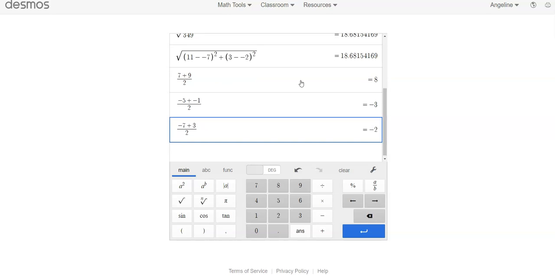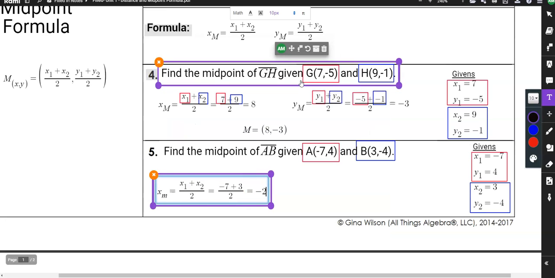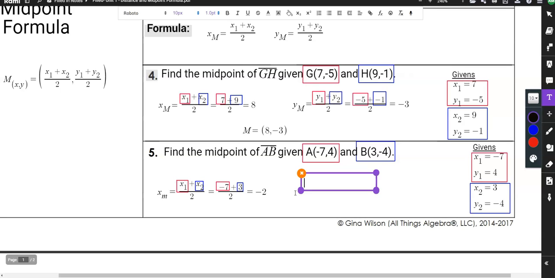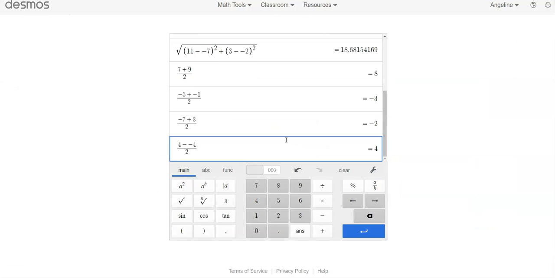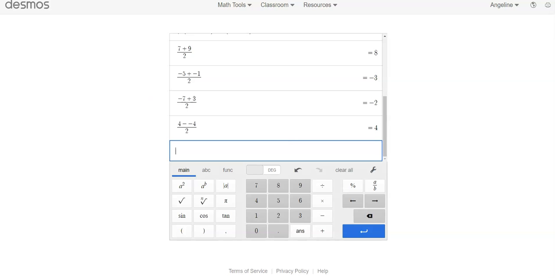And we get -2. Now that we have found the x, let's go ahead and find the y for the midpoint. So y of the midpoint is going to be equal to, again, y1 plus y2 divided by 2, and that's going to give us 4 minus negative 4, and that's going to again be divided by 2. 4 minus negative 4 is 8, divided by 2, and we get 4.